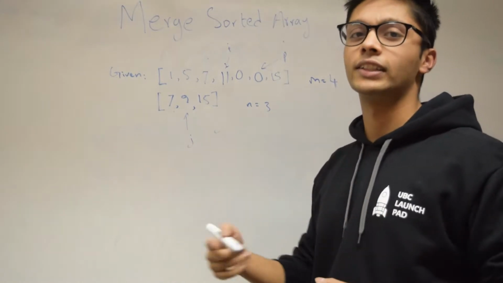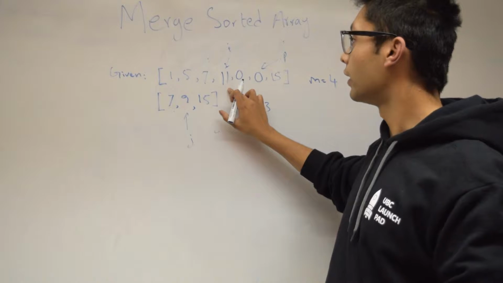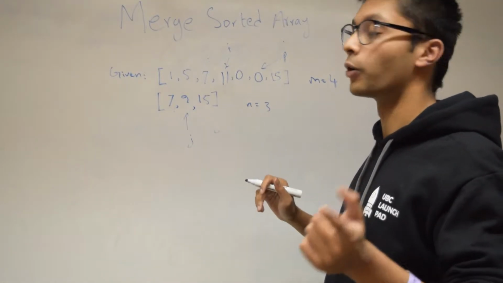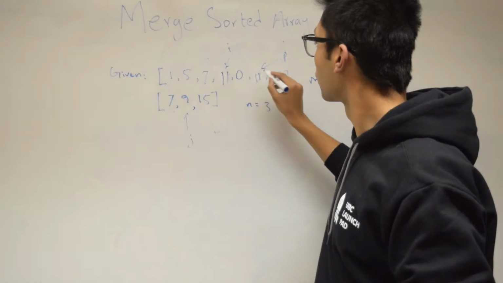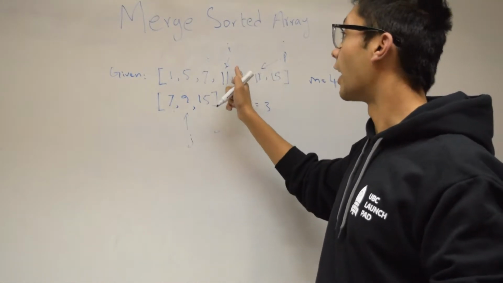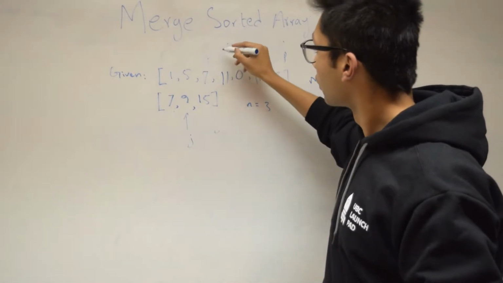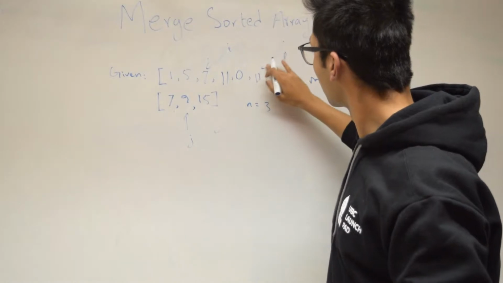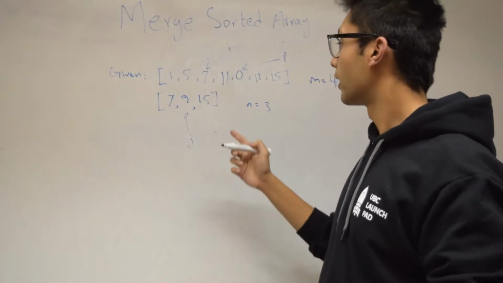And then we continue the same thing over and over again. So the max of 9 and 11 is 11. So 11 goes to where P is pointing to. And then we move P back by 1 and I back by 1, because I was pointing to the 11 that we just inserted.